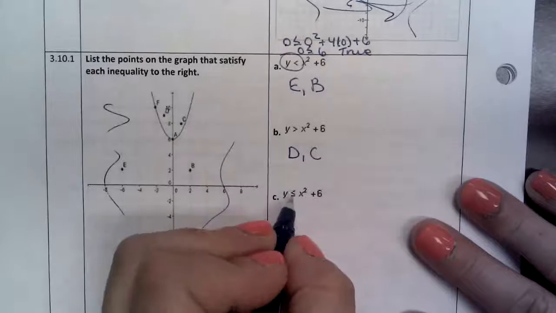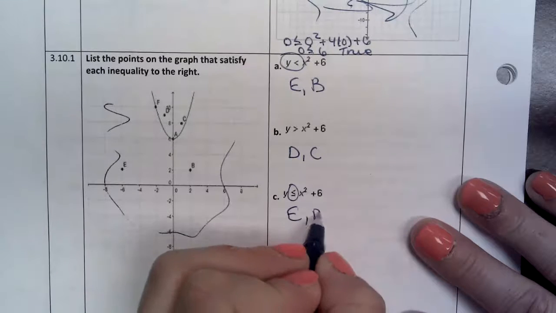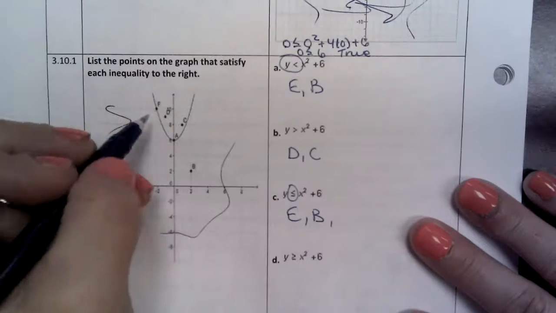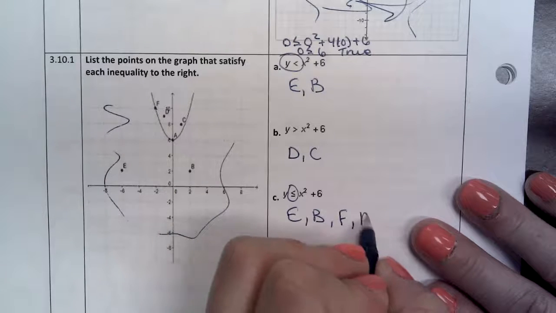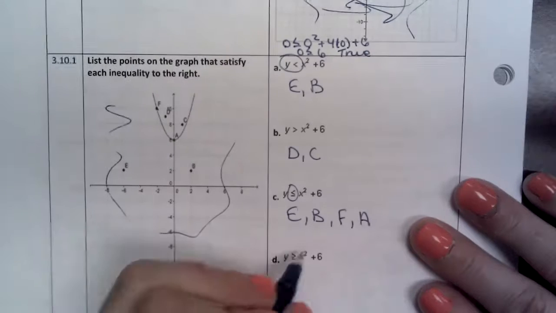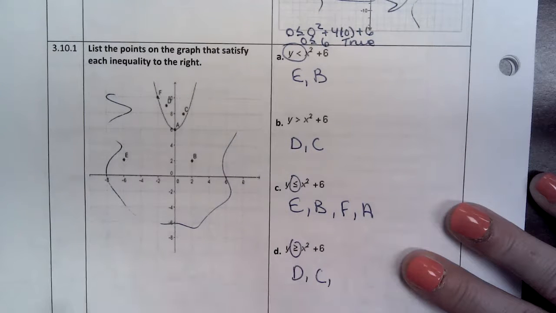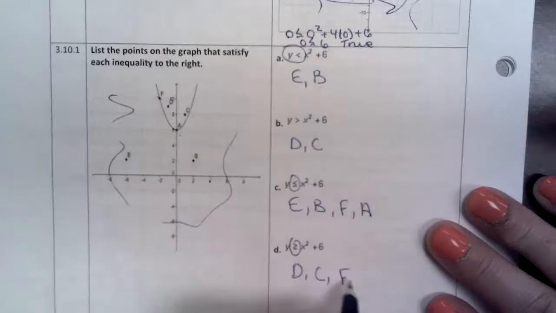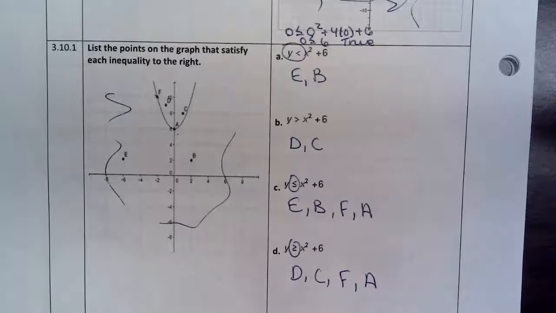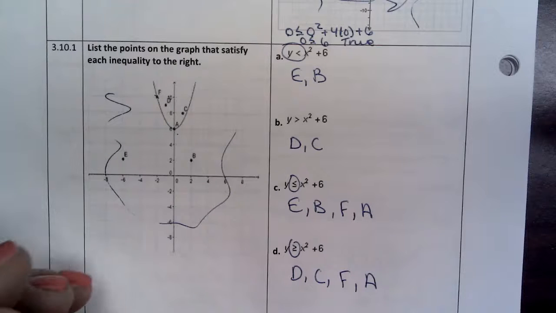Okay, but now we have to look at less than or equal to. So we already know that less than is E and B, but then or equal to would also include the two that are on it, F and A. And then the same thing for the greater than or equal to. So we already know that D and C are greater than, but we also have to include the equal to, which would be F and A also. Okay, so that's just looking at where less than, where greater than of parabolas are.